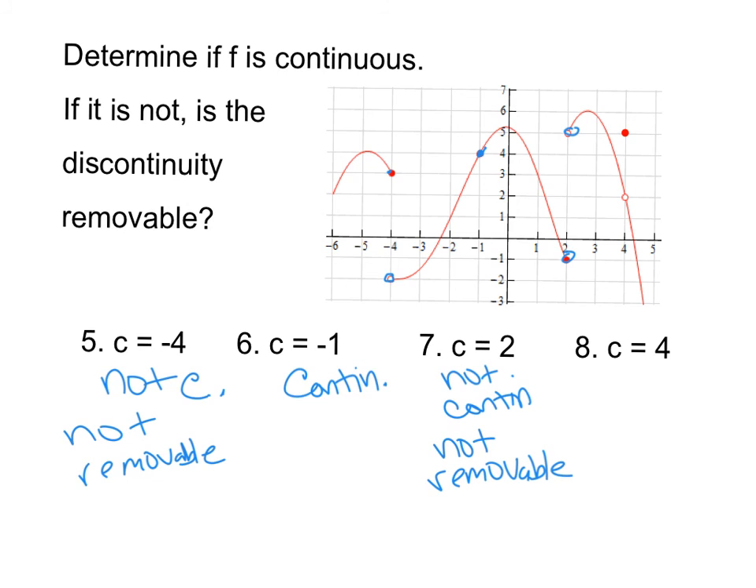And then 4, that is not continuous because there's a hole. But this is the example where it is removable, because I can redefine my function and say, okay, instead of being at 5, I'm going to change that to a 2. So this is a removable discontinuity. Okay.